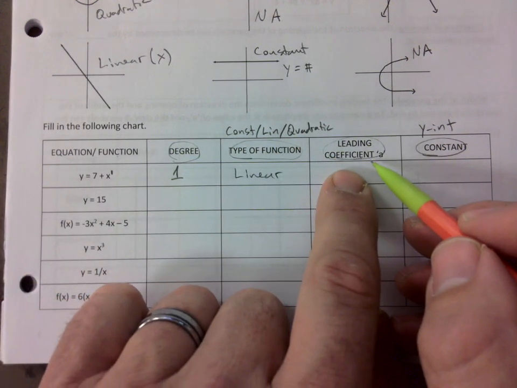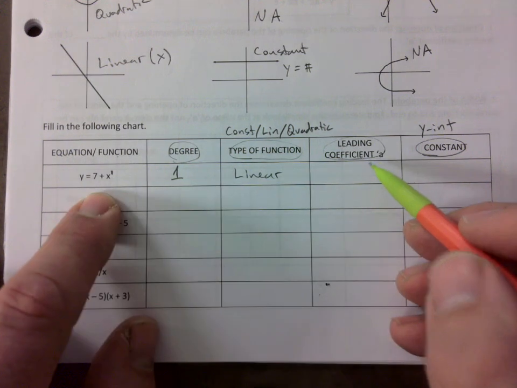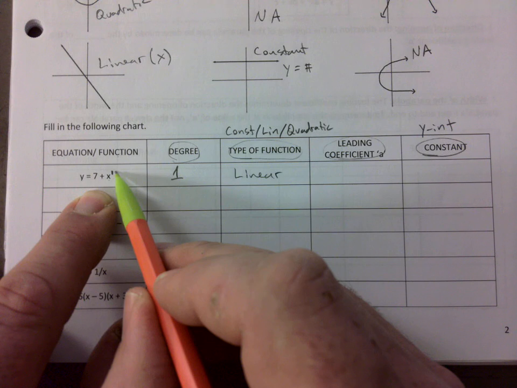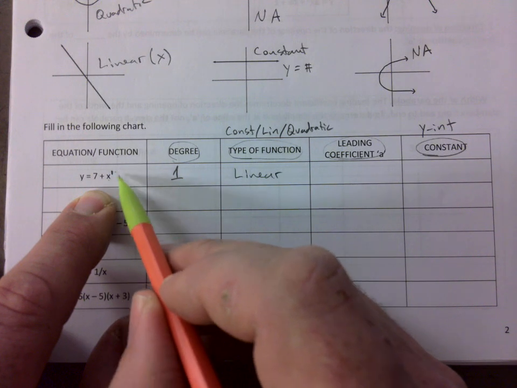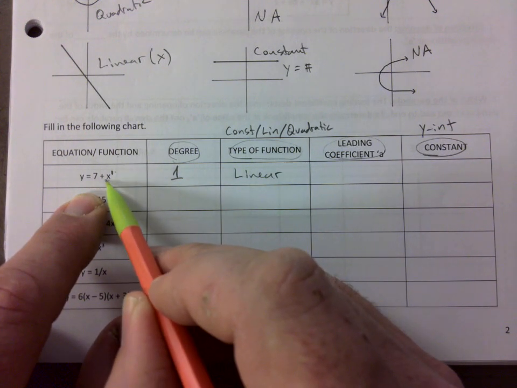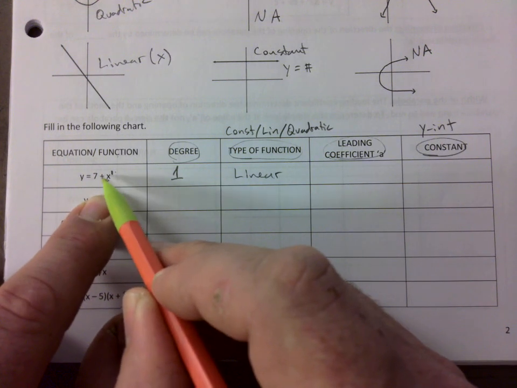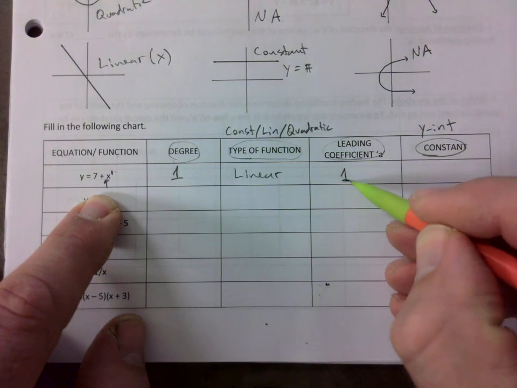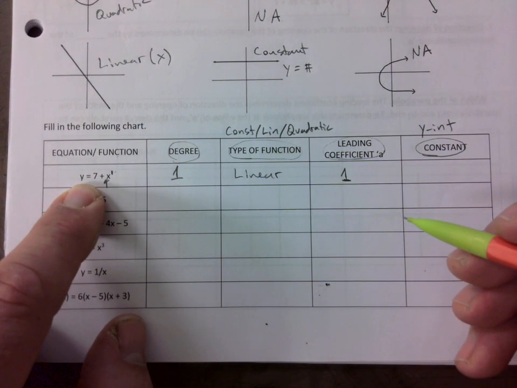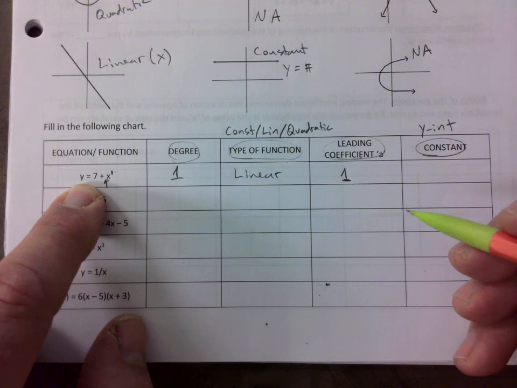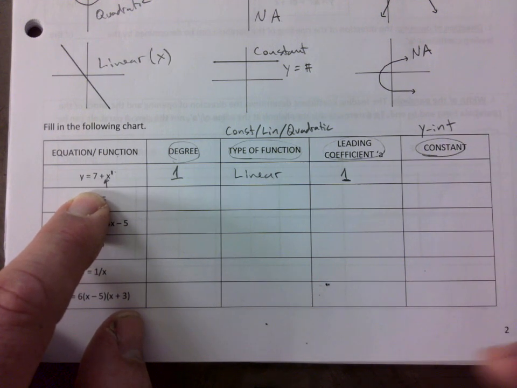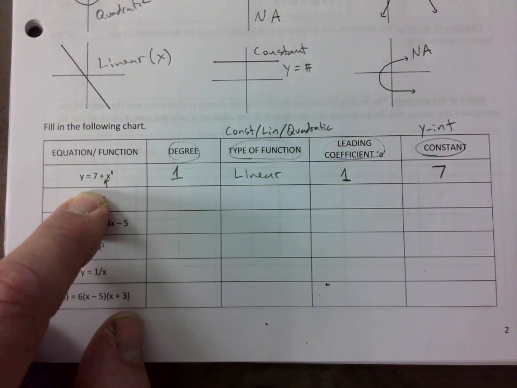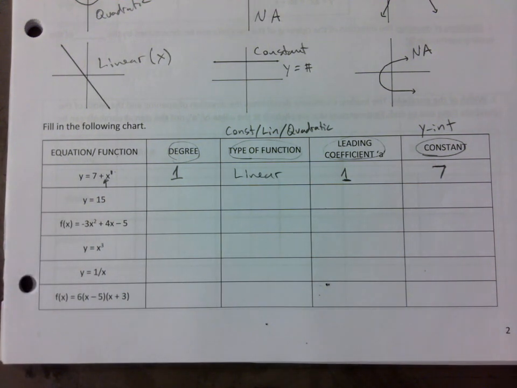What is the leading coefficient? Where would you find it? It's whatever the number is in front of the variable with the highest exponent. In this case, we're talking about x, right? What number is in front of x right now? It's positive 1, right? Yeah, so it's 1. Not 7. 7 is not a leading coefficient, right? It has no variable attached to it. What's the constant in this case? It is 7. Okay, 7 is your constant. It's that number that's on its own without a variable attached to it. Okay.